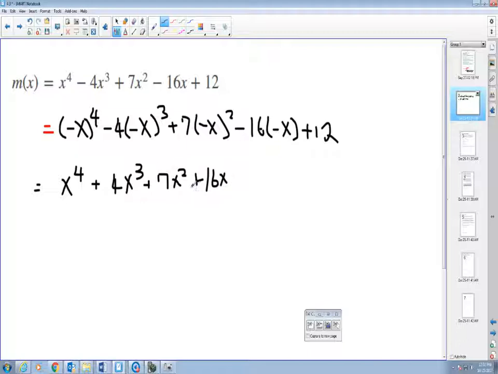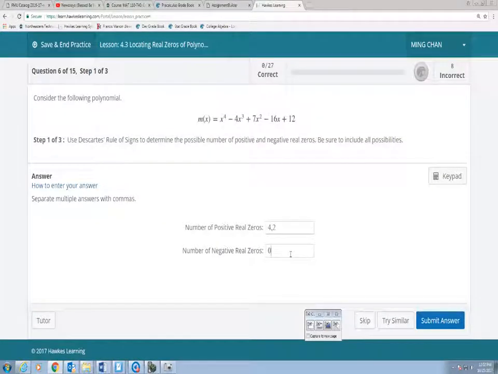So as you can see, with the last term being positive 12, there is no sign changes. Every term is positive. It's all got the same sign. So I'm going to say 0 here.